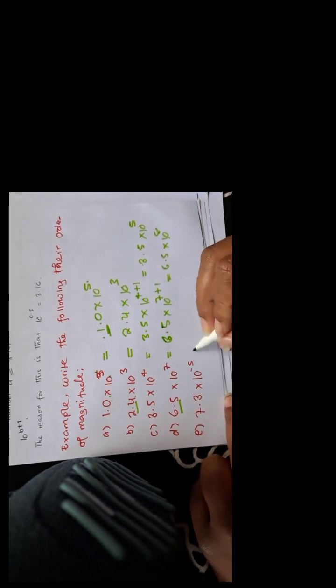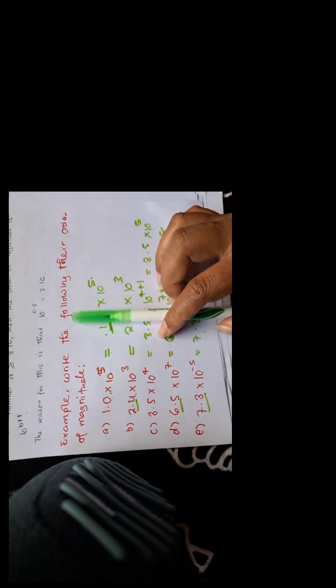The last one, we have 7.3. That is the value of A that is greater than 3.16. So we have 3 times 10 to the power of minus 5 plus 1. And now our new order of magnitude is 7.3 times 10 to the power of negative 4. That's basically how we deal with order of magnitude in a measurement.